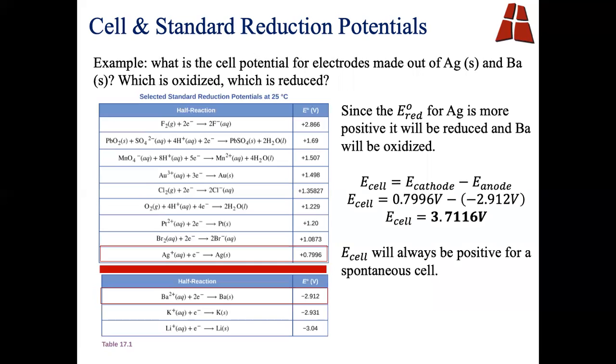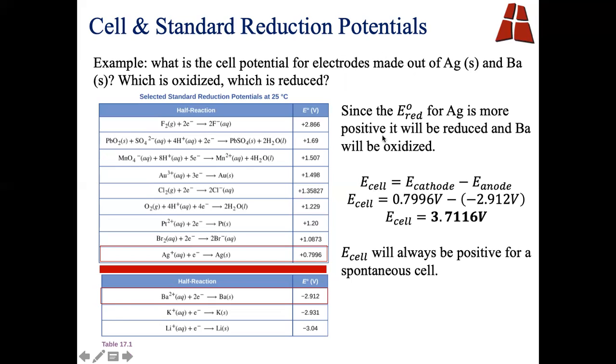So if we think about this, the first thing we would want to do is compare the reduction potentials, or standard reduction potentials, I guess I should say. And so silver is more positive. If we look here, our silver reduction potential is 0.7996, whereas our barium reduction potential is minus 2.912. Because silver is more positive, that means that it will be what is oxidized during our chemical reaction, right? Oh, sorry, I believe I flipped that there. Whatever is more positive will be reduced, and then whatever is more negative will be oxidized.